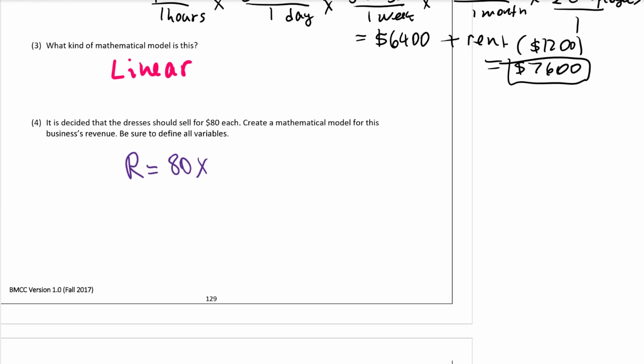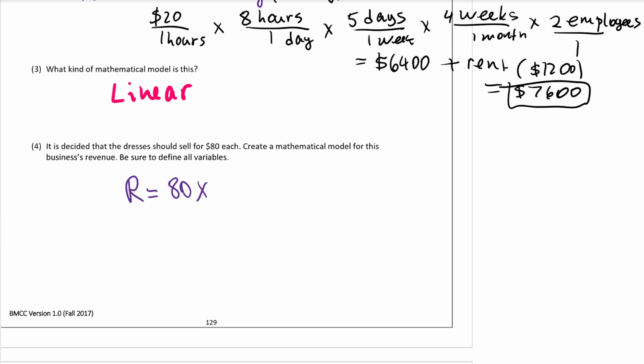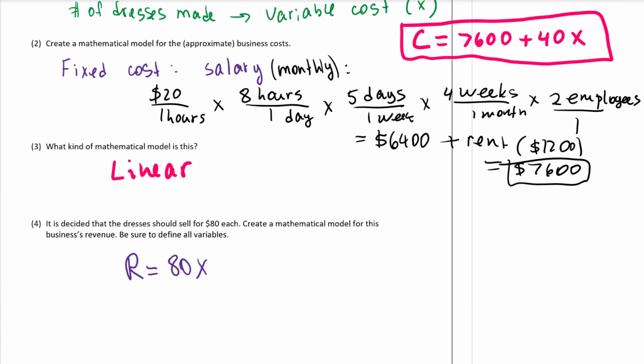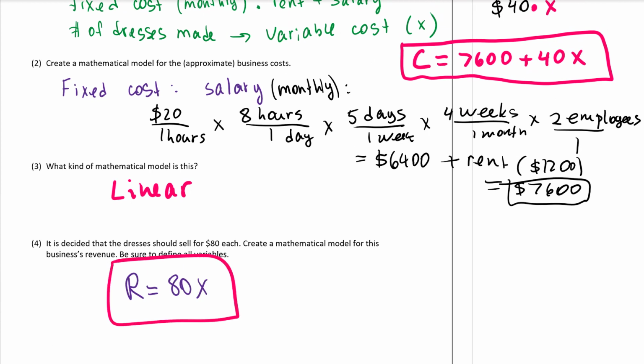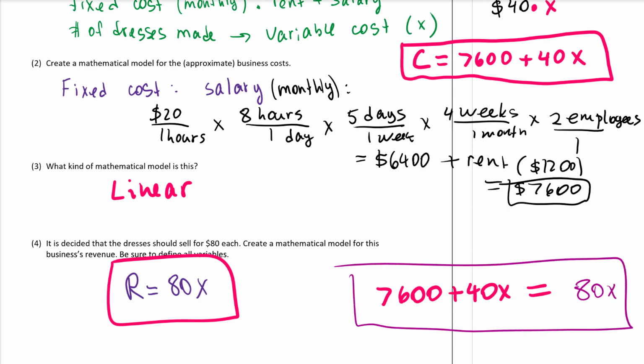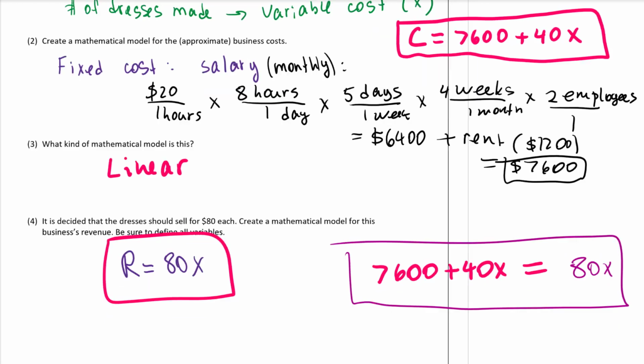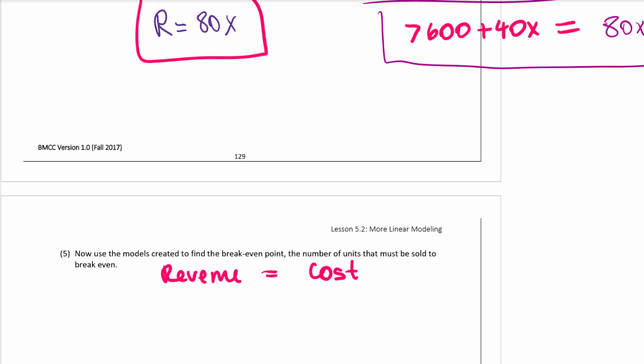All right, so let me ask you how the equation would look. Select a choice. Look at this and look at that and make them equal to each other. Here's how it's going to look: 7,600 plus 40x would be equal to 80x. This is going to be the equation to be solved. I'm going to copy it for you here.